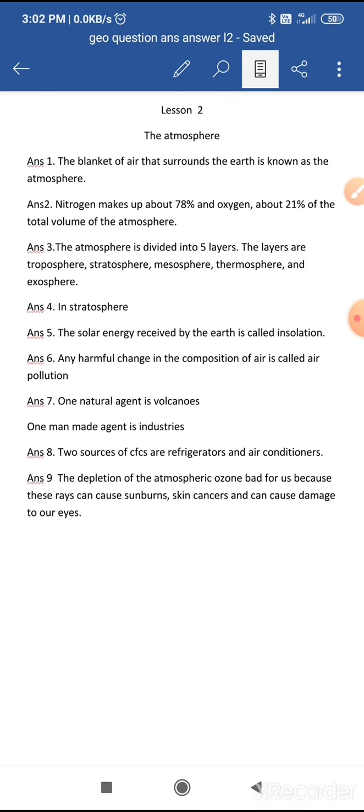Next is, what is air pollution? The answer is, any harmful change in the composition of air is called air pollution. Next is, name one natural and one man-made agent of air pollution. The answer is volcanoes and industries. Next, two sources of CFCs are the refrigerator and the air conditioner. The ninth question is, why is the depletion of atmospheric ozone bad for us? The answer is, because these rays can cause sunburn, skin cancer and damage to our eyes. So you have to write this answer in your copy.